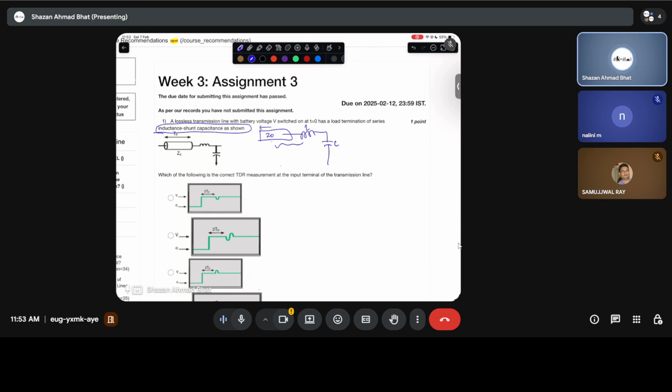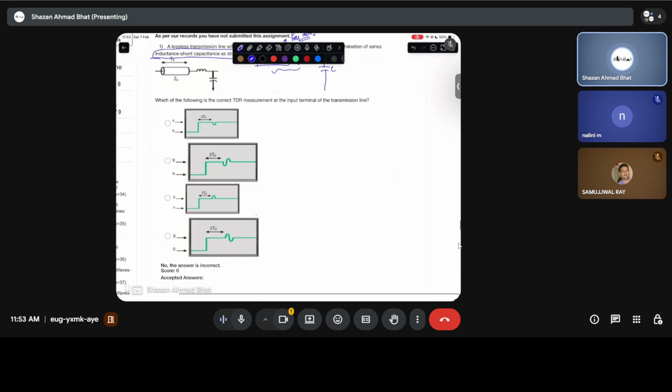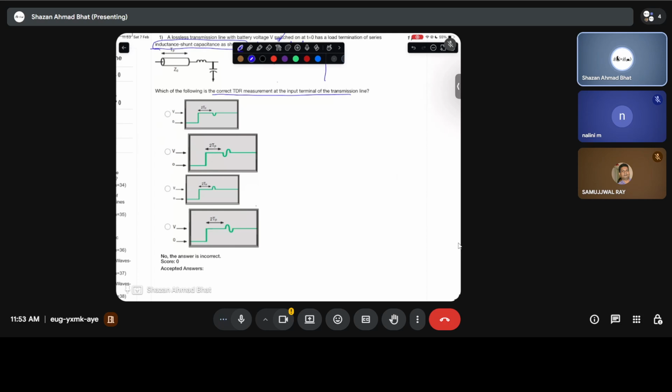So there's this TP, which is basically the time delay associated with the transmission line. They have changed the terminology. I don't know why. We usually write it as TD, and we need to find which is the correct TDR measurement at the input terminal of the transmission line.